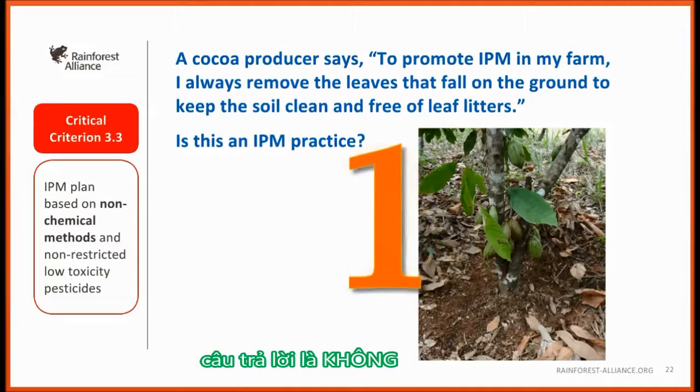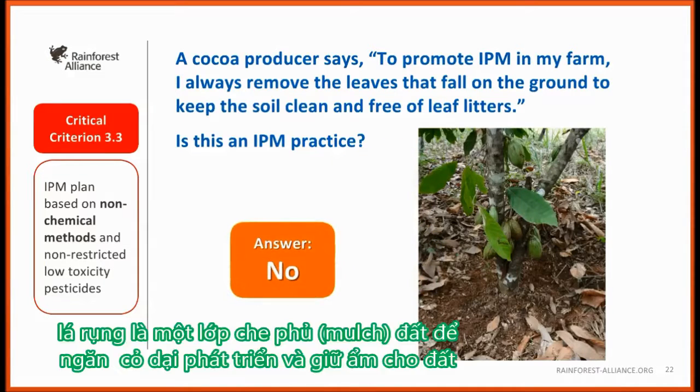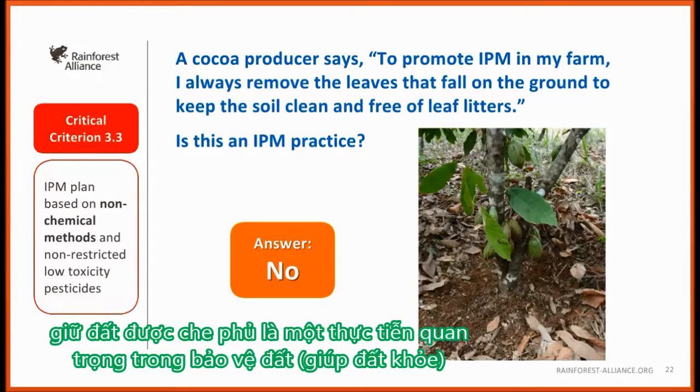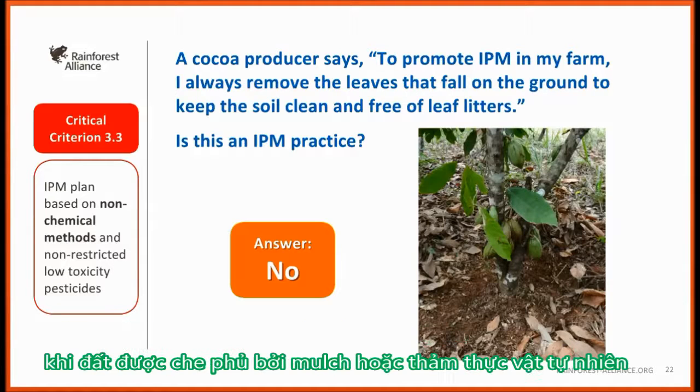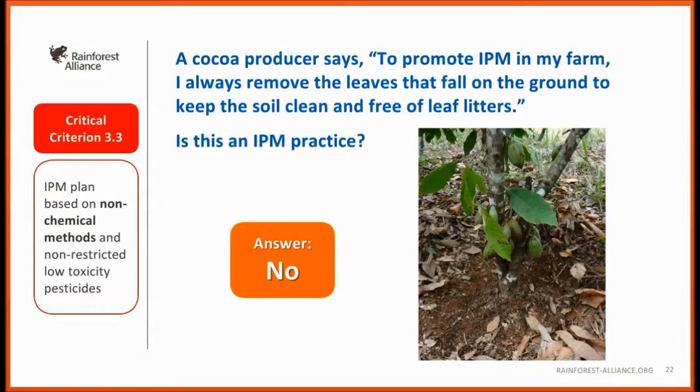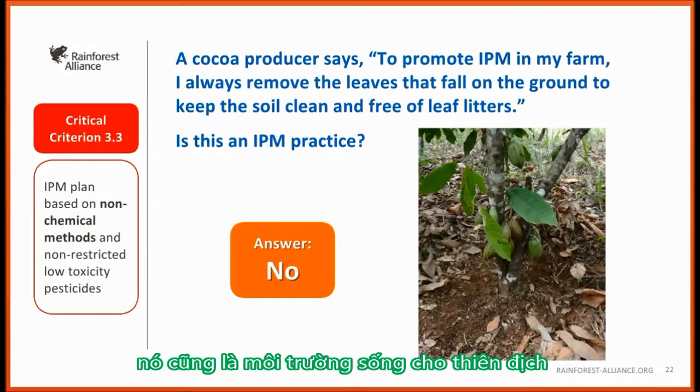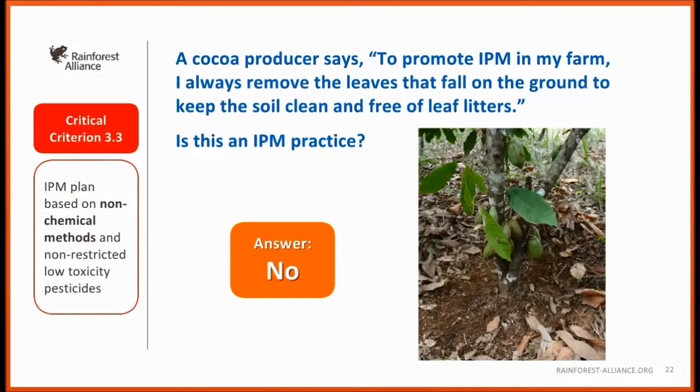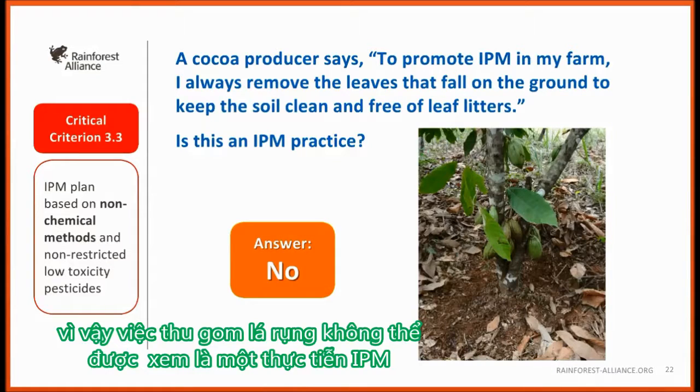The answer is no. Fallen leaves can serve as mulch and cover the soil to prevent weed growth and to conserve humidity in the soil. Keeping the soil covered is an important practice for soil conservation. When the soil is covered by mulch or by natural vegetation, it also serves as habitats for predators that conduct biological control of pests. Therefore, removing fallen leaves cannot be considered as an IPM practice.